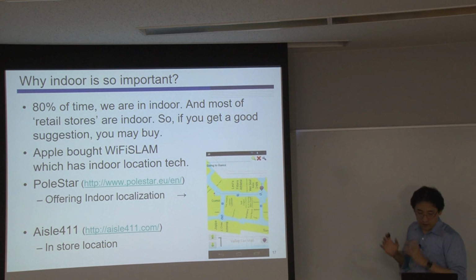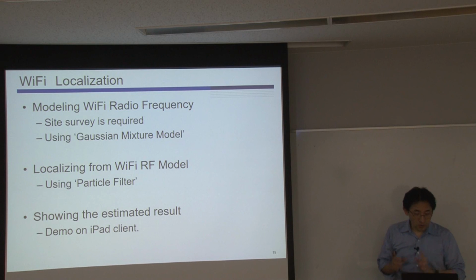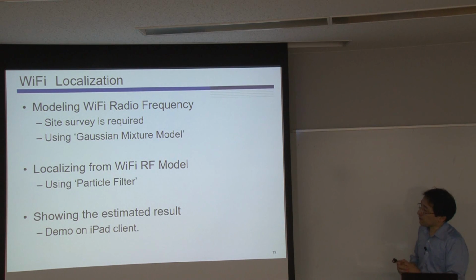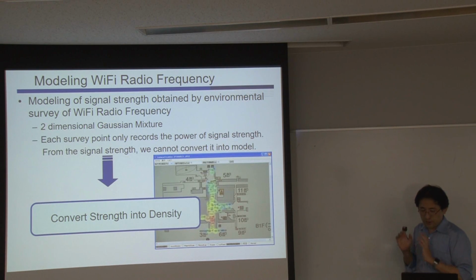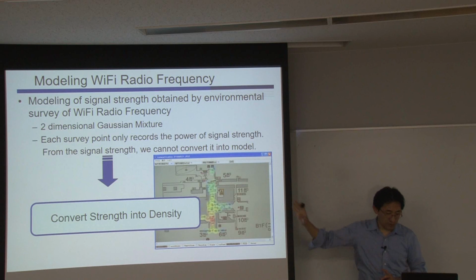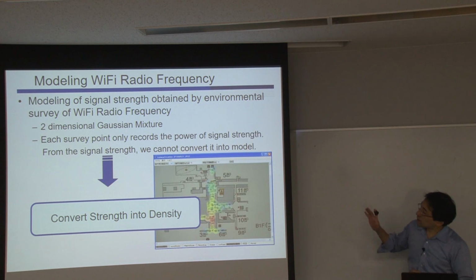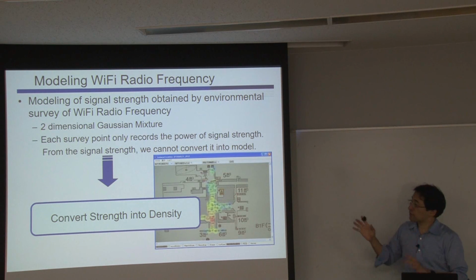Okay, so I will talk in more detail about the Wi-Fi scene analysis-based technology. There's our paper, so I will explain in more detail. The steps of Wi-Fi localization: you have to model the Wi-Fi RF signals, and then you localize by using the received Wi-Fi signal with a particle filter. And finally, the system will show you the estimated result. Initially, you have to make a survey of the Wi-Fi signal at the location of some place. This is an underground station. We made a survey like this, and we use the Gaussian mixture model to model this kind of Wi-Fi signal.